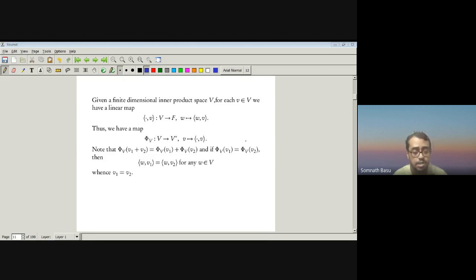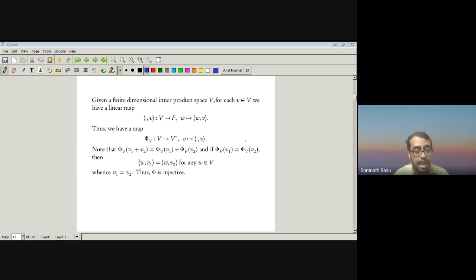In an inner product space, if a dot product with one vector for any arbitrary vector in the other slot equals the dot product with v2 for the same arbitrary vector, then you can simply write this as w dot (v1 minus v2) is 0 for all w. You plug in w equals v1 minus v2, you conclude that the length of v1 minus v2 is 0, but that implies v1 minus v2 is the 0 vector. So this implies that phi is an injective map.